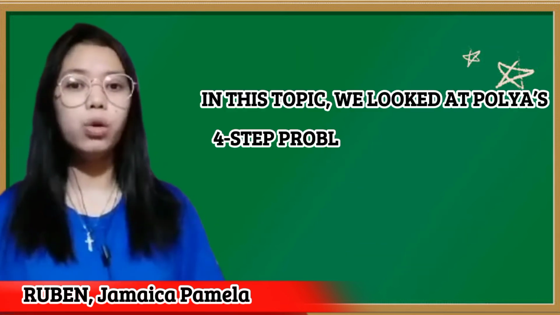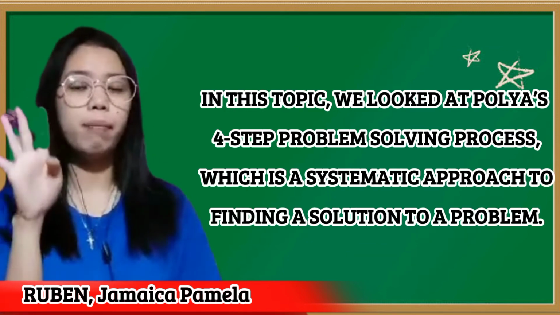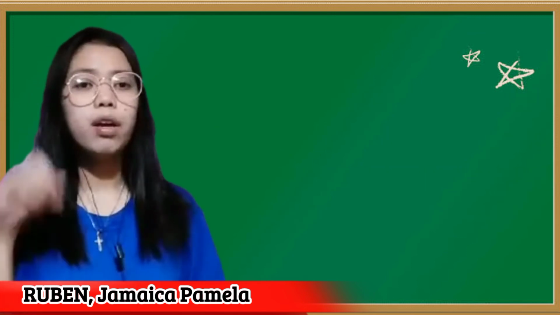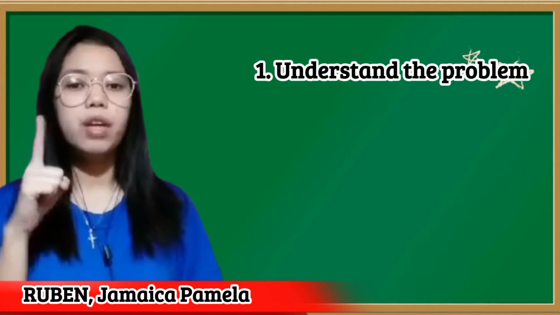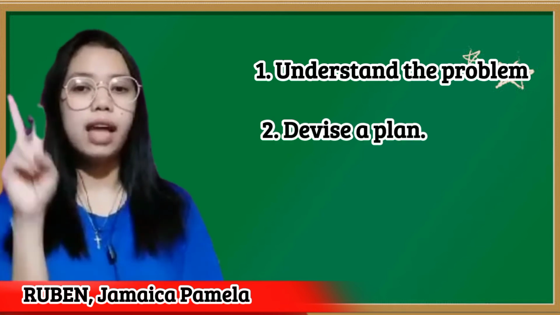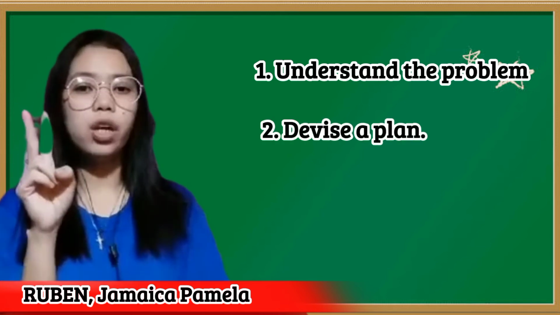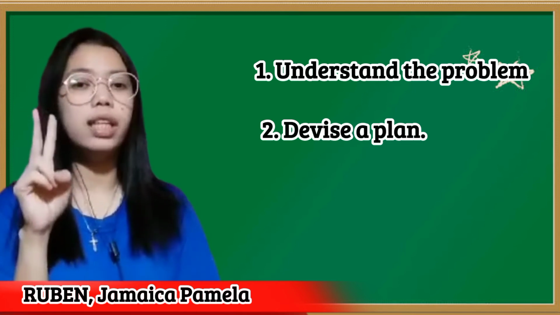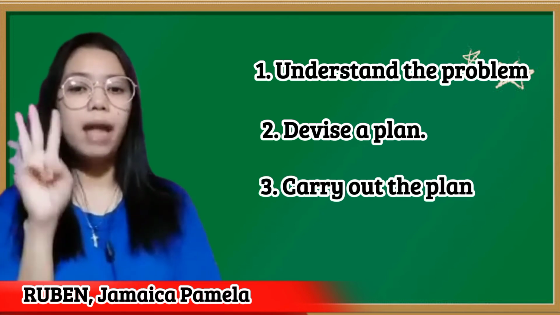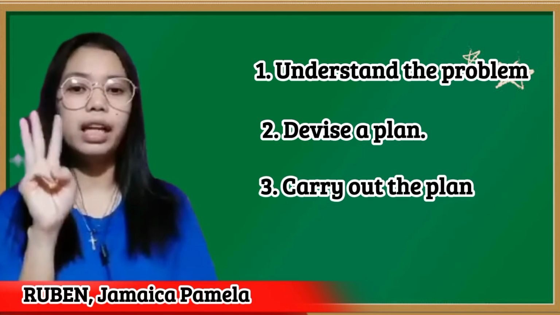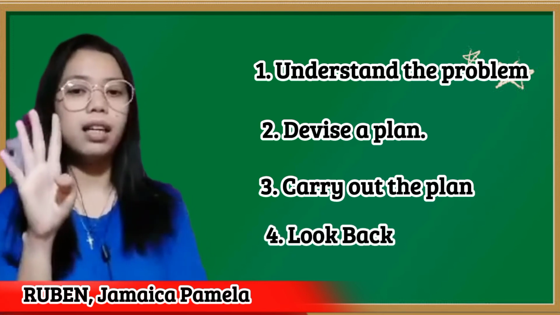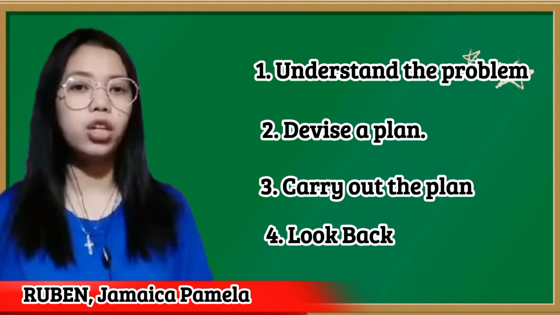In this topic, we look at Polya's 4 steps in problem solving process, which is a systematic approach to finding a solution to a problem. First, understand the problem. Restating the problem and identifying necessary information is key to this step. Second, devise a plan. Use equations, diagrams, tables, or any other tool needed to create a plan for solving the problem. Third, carry out the plan, solve the equation you've created following analytical rules and techniques until you reach the conclusion. Fourth, look back. This means to review your work to double-check your answer.